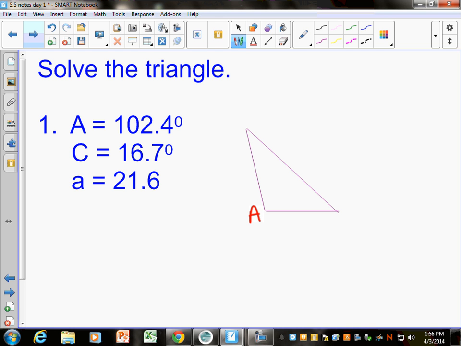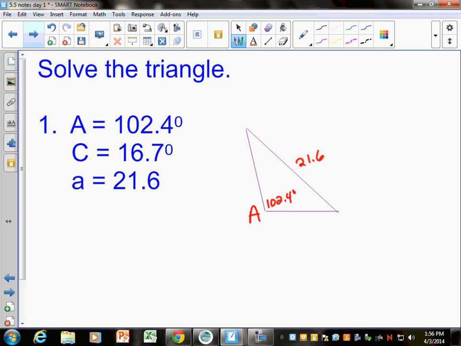If your picture is not drawn to scale, guess what? No one cares. You're going to see a picture of mine in a minute. It's going to be terrible, and the acute angle is going to be labeled as an obtuse angle, and it's okay. As long as you label the angle and the side across from the angle better be labeled with little a. That's what matters. I'm going to go ahead and call this 102.4 degrees.